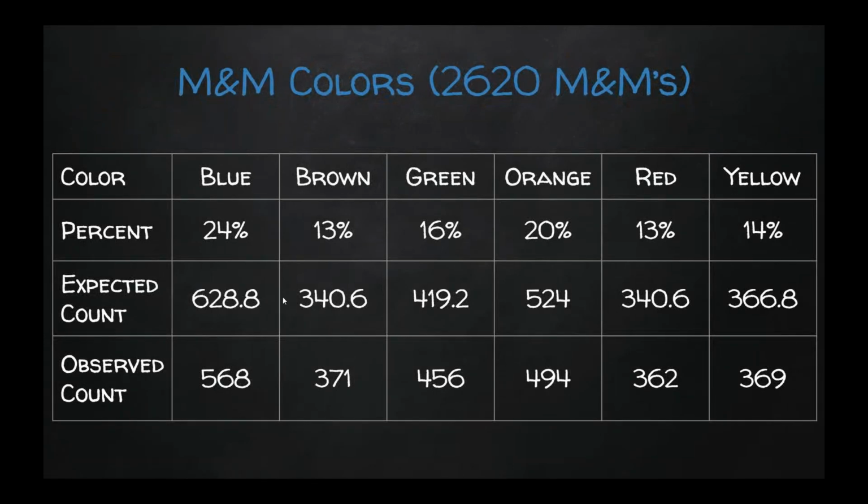Note that I expected 628.8 blue, but I only found 568. For the browns, I expected 340.6, and I found 371 in my sample. For the greens, which is the best flavor of all of them, 419.2 is what I would have expected, but I found more than that. I found 456. And the expected and observed for orange, red, and yellow are given as well.